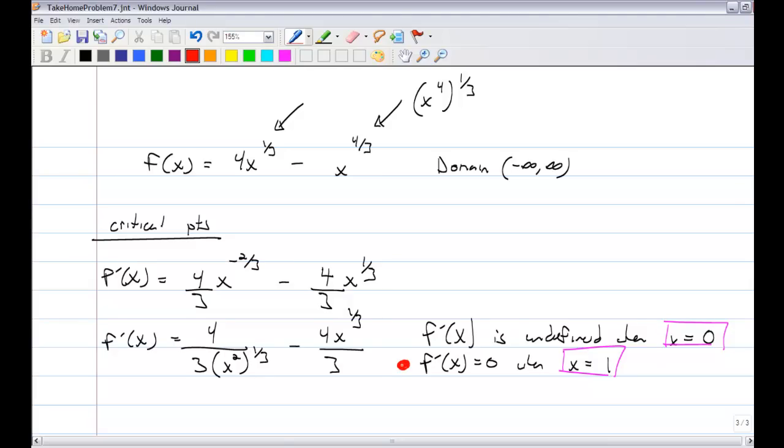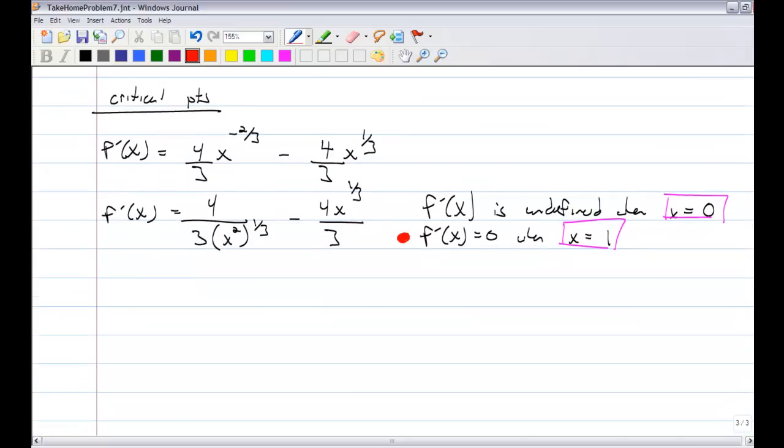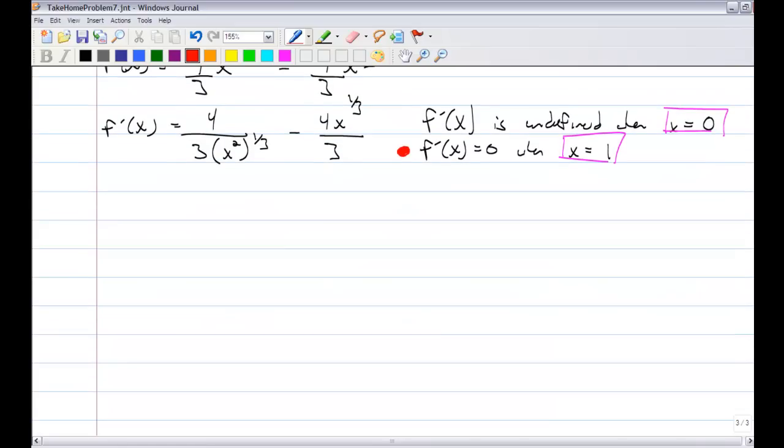I'm trying to determine whether I have a local maximum or a local minimum at x equals 1. That's all I'm trying to do here. I know something interesting seems to be happening at 0, but I don't care. The prompt only asked for relative extrema using the second derivative test, so I'm only looking at that one because it's the only one the second derivative test applies to.